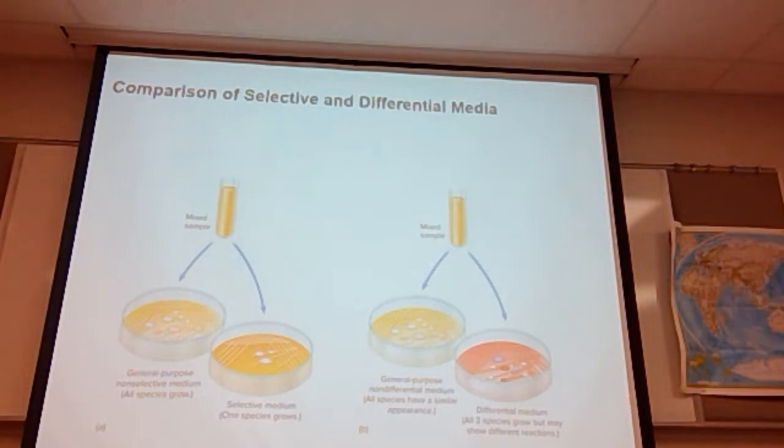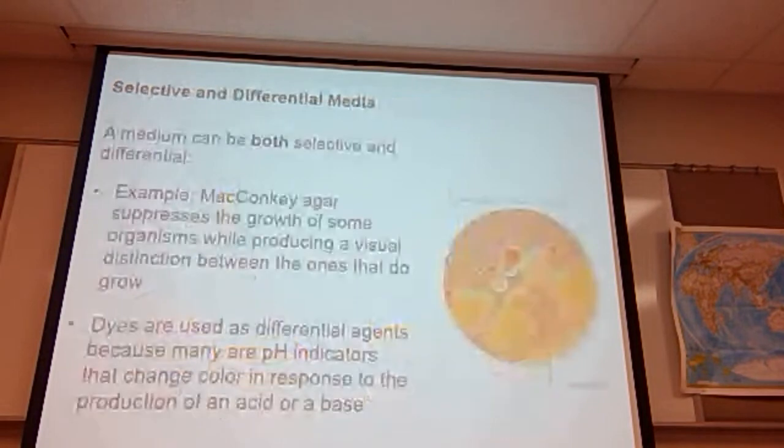These are darker than these. Over here, you have, again, a mixed sample growing on the general purpose media. So you see all these different things growing. On the differential media, you see all three of them are growing. But over here, you see very different colonies. You see some white colonies, some sort of bluish ones, and sort of red ones. And if you know what this media is, and you know what types of organisms grow to look like that, and what looks like that, and what looks like that, you now know what's in your mixed sample.